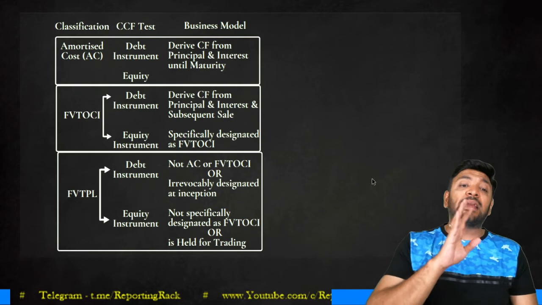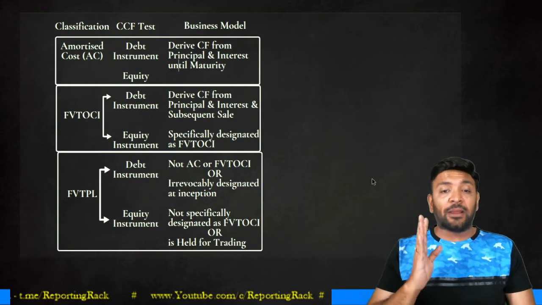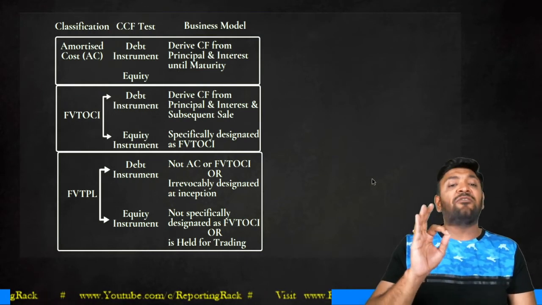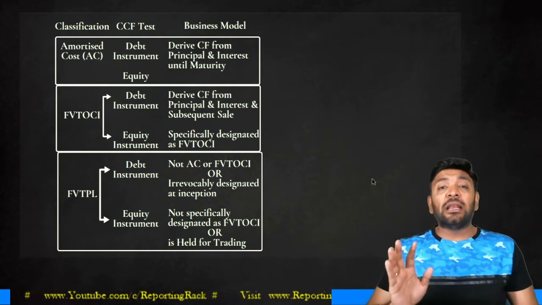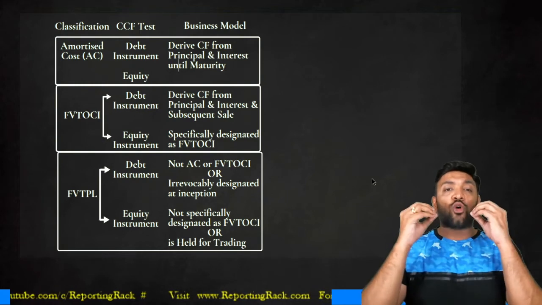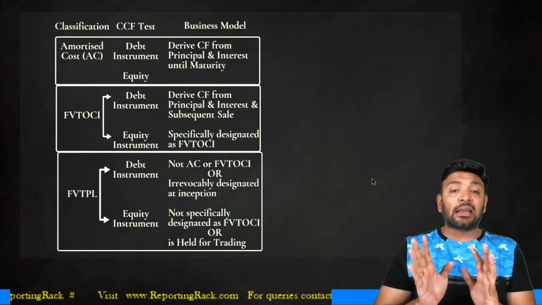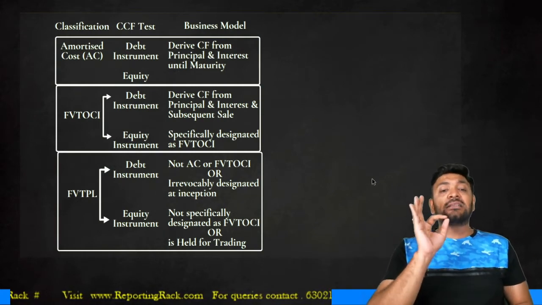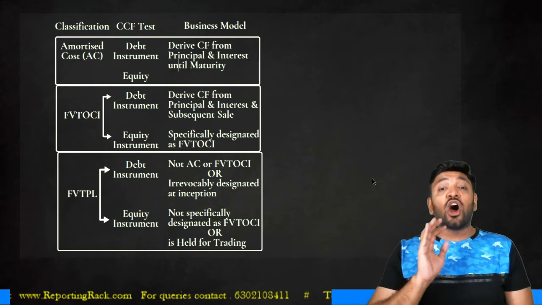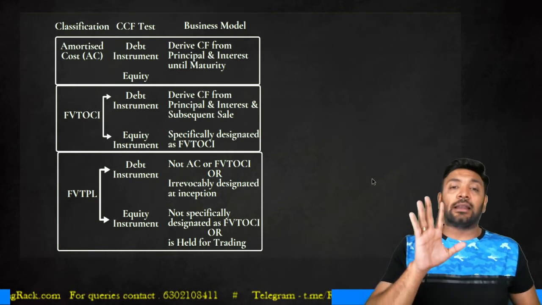A debt instrument can be classified as FVTPL if it can neither be classified as amortized cost nor as FVTOCI, or it can be irrevocably designated at the inception of the arrangement itself as FVTPL. Irrevocably designated means as the instrument arises, it is a debt instrument and the intention of the management is to always carry it at FVTPL. That is irrevocable. That means you cannot reshift it again. So it is designated at the inception as FVTPL. An equity instrument can be classified as FVTPL only if it is not specifically designated as FVTOCI or the equity instrument is held for the purpose of trading.